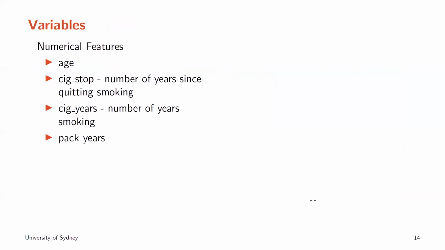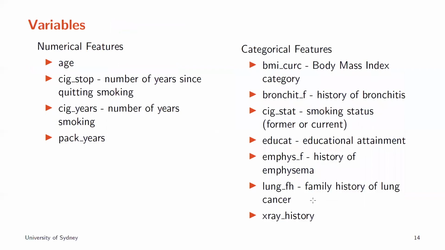The variables that we have used in our models consist of a mixture of numerical and categorical data. For numerical features, we have age, number of years since quitting smoking, number of years smoking, and pack years to include the intensity of smoking. For categorical features, we have body mass index category, history of bronchitis, smoking status, that is if the person is a current or former smoker, educational attainment, history of emphysema, family history of lung cancer, and X-ray history, for a total of 11 variables. Next, we describe our methods.